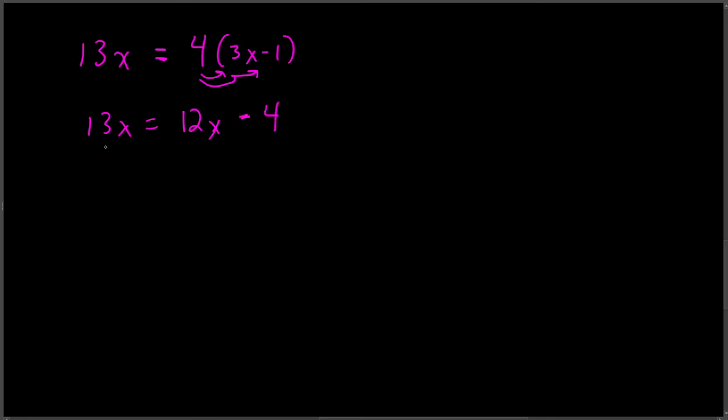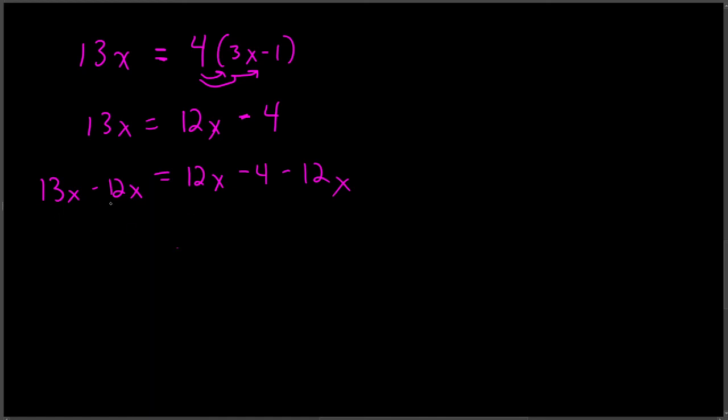Now at this point, I have my variable on either side of the equation. So I want to get rid of it from one side. And usually I take the smaller one and I subtract it. So I want to get rid of 12x on the right-hand side. So what I'm going to do is subtract 12x because that will get rid of it. But whatever I do to one side, I do to the other.